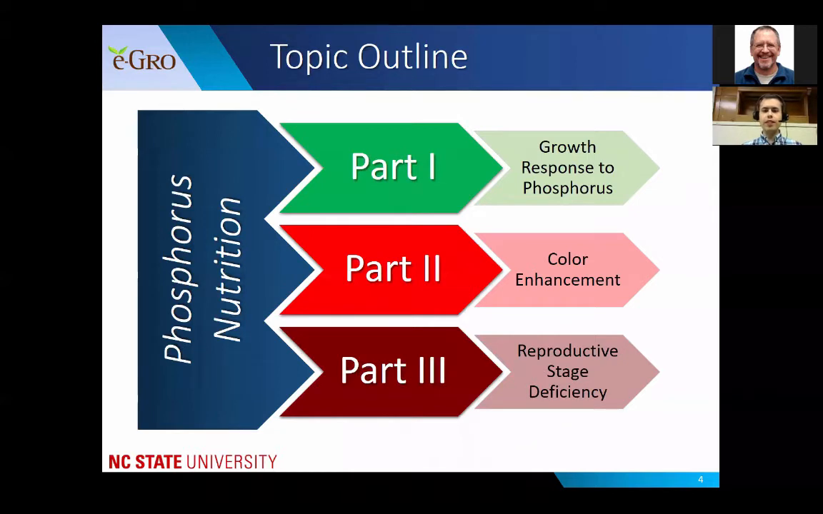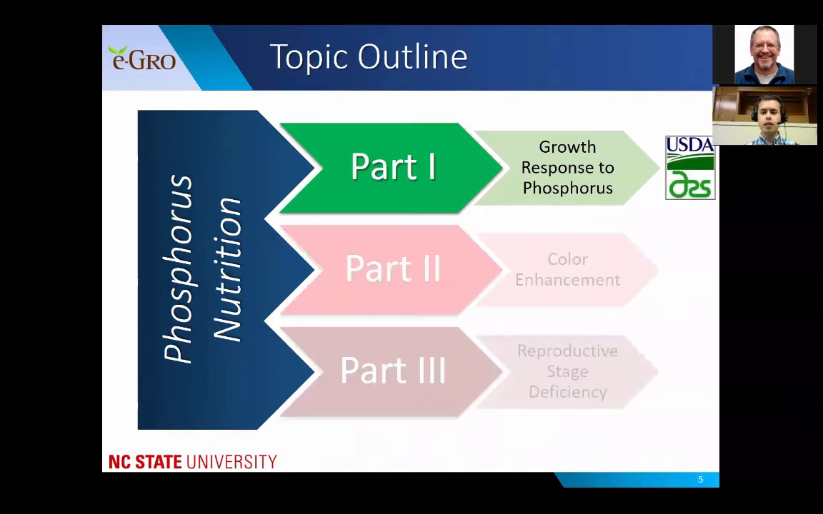Now, we're going to be focusing on three different topics related to phosphorus nutrition. Part one, we'll be looking at the plant growth response to different phosphorus rates. Part two, we will look at color enhancement using low phosphorus fertilization. And in part three, we will look at a reproductive stage phosphorus deficiency. But for now, let's go ahead and get started with part one, growth response to phosphorus.